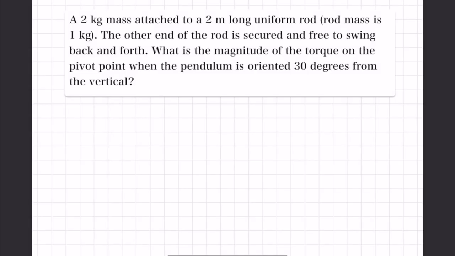A 2 kilogram mass attached to a 2 meter long uniform rod. Rod mass is 1 kilogram. And the other end of the rod is secured and free to swing back and forth. What is the magnitude of the torque on the pivot point when the pendulum is oriented 30 degrees from the vertical?